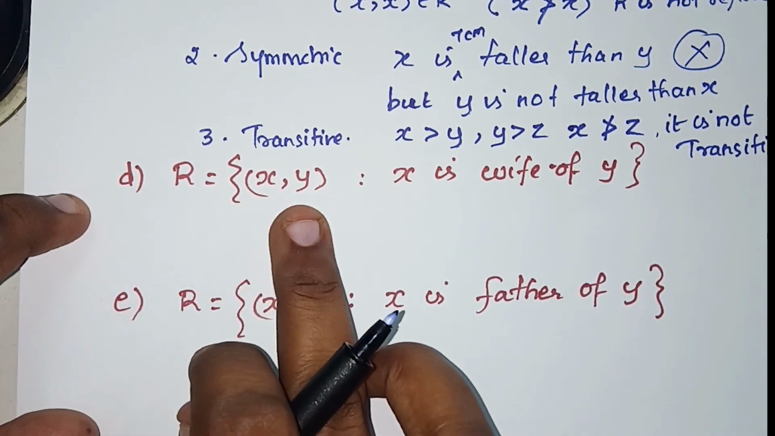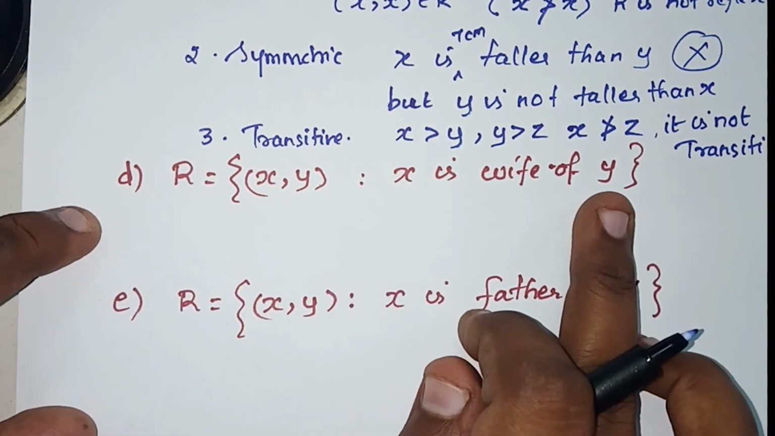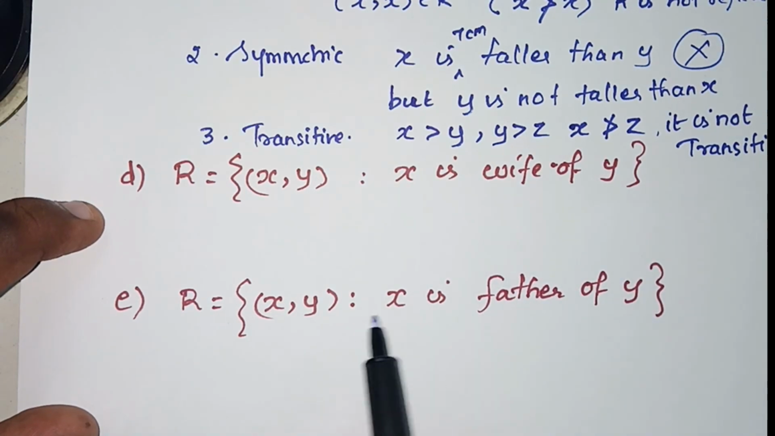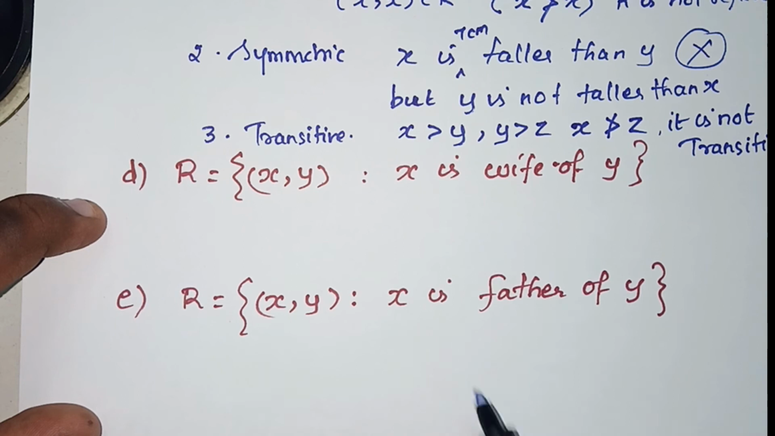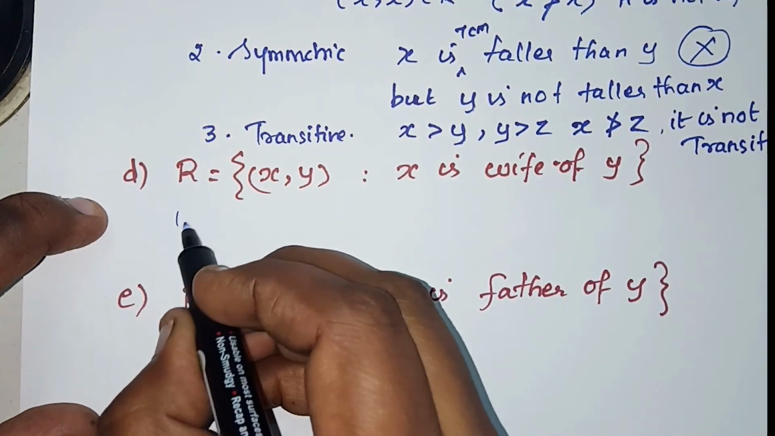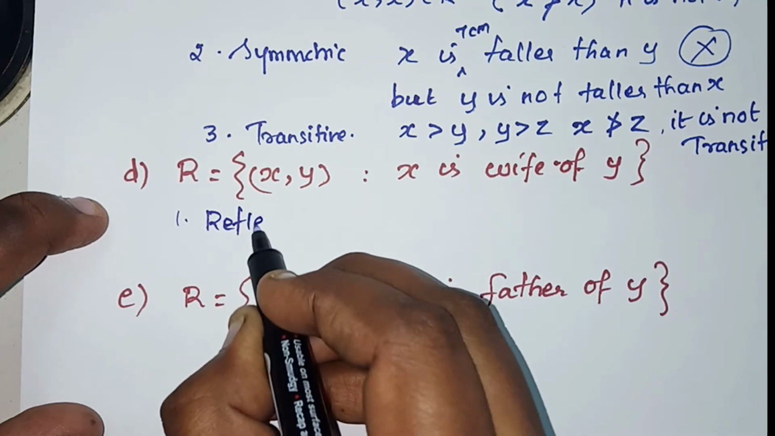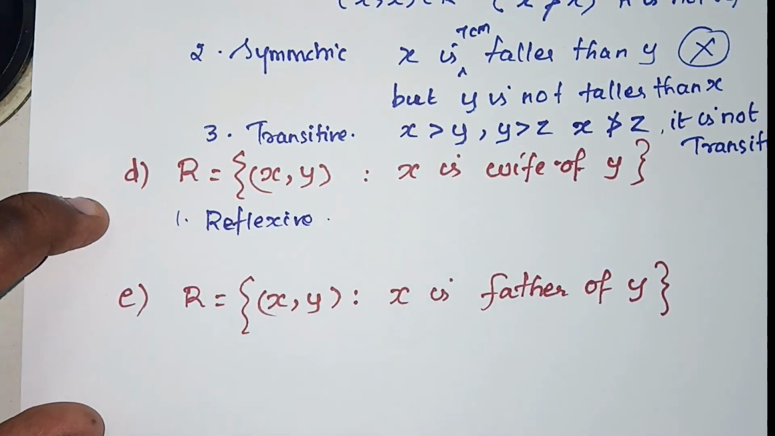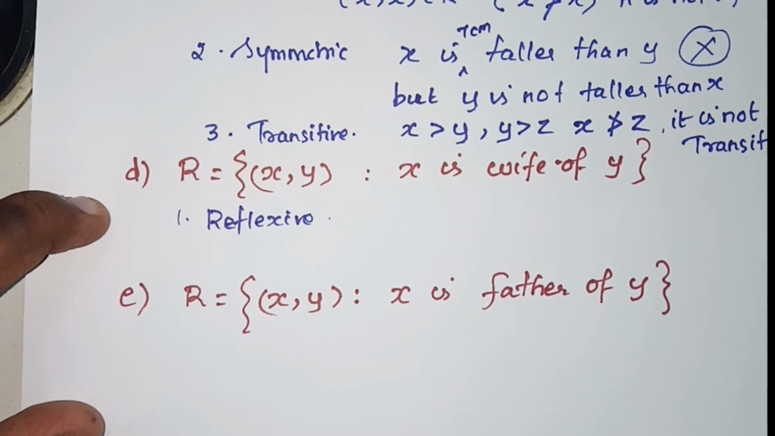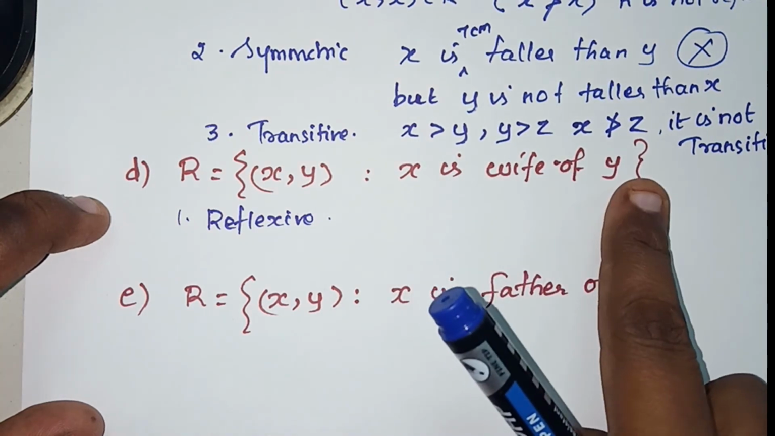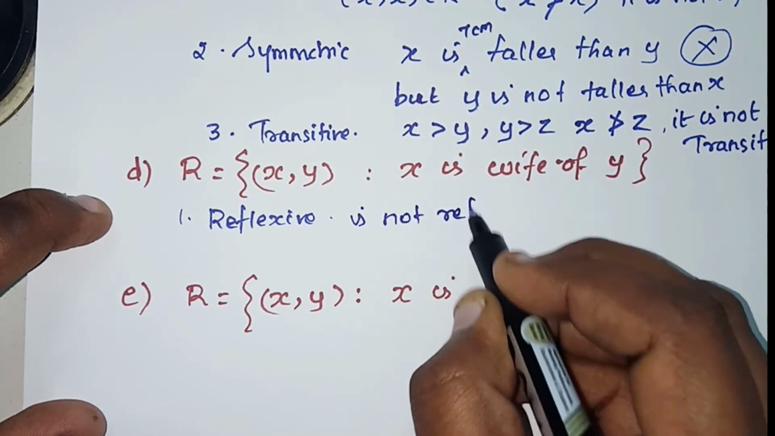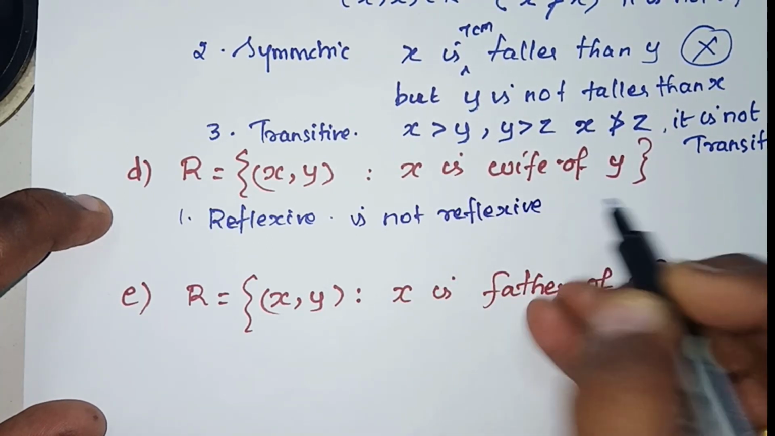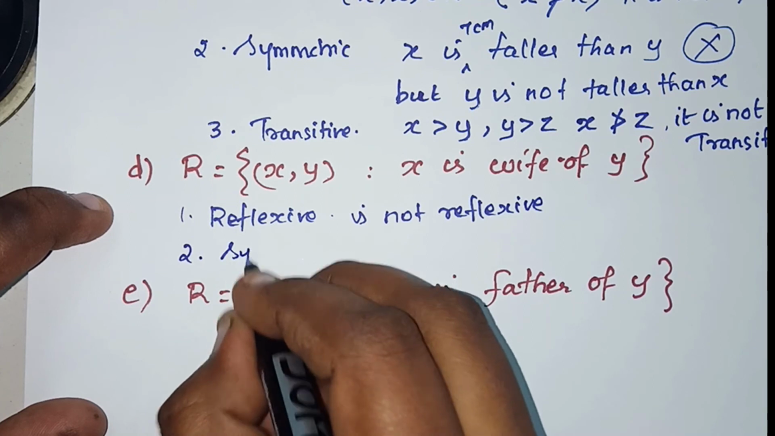Next, these two subparts are the same only. R is equal to (x, y) such that x is the wife of y. In the other subpart, given is x is the father of y. These two subparts are the same only. First, reflexive. If x is the wife of x, no, because x is the wife of y only. So it is not reflexive.